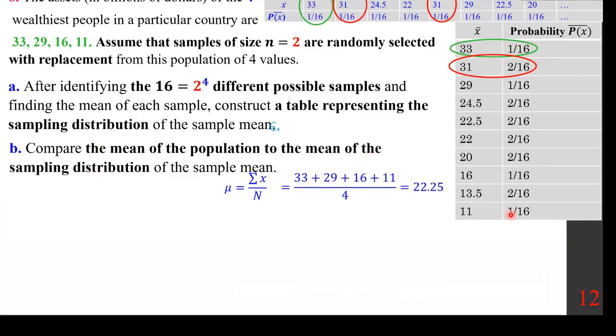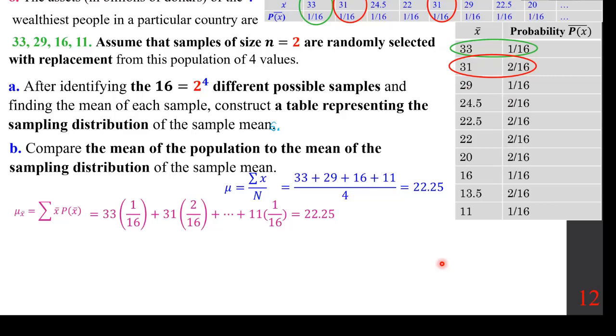Now, what about the mean of the sampling distributions? That means you want to calculate the mean here, which has the formula summation of x bar, P of x bar. I hope you remember the formula from previous chapters. Mu of x bar is the summation of x bar, P of x bar. So that means multiply this one by this one by this one, all the way to the end, add them up. When you do that, what do you get? You get an identical answer. So mu of x bar and mu are identical, and they are both equal to 22.25.